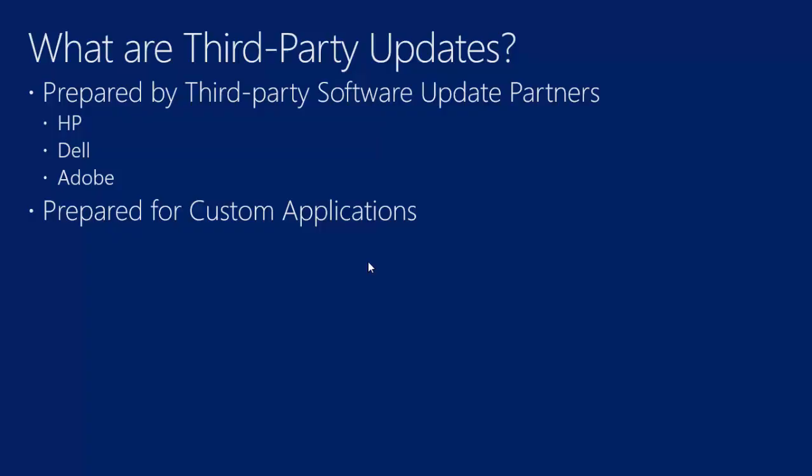The second big broad category would be updates that are prepared for custom line of business applications. So you might have some internally developed applications that also need to be updated, and the developers of those applications could build the updates using different tools, System Center Updates Publisher in this case, and make those available through that third-party update integration. IT could do the same thing. Those are the big two buckets we're talking about when we refer to third-party updates.